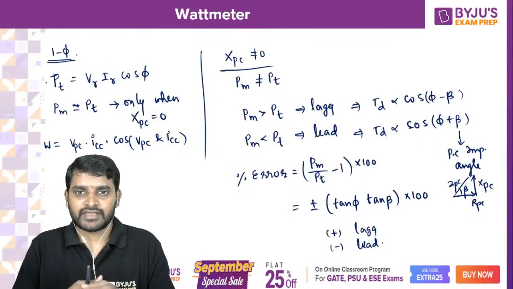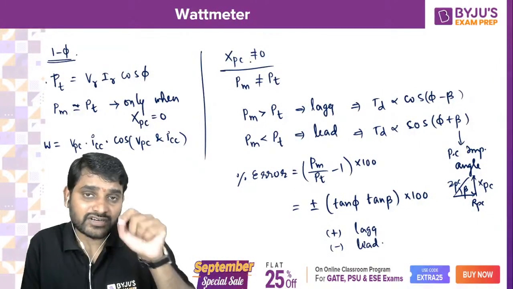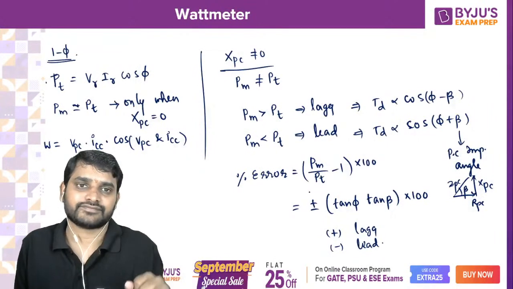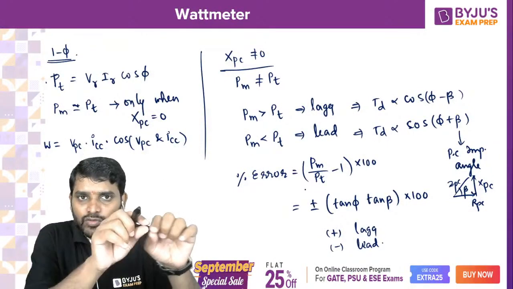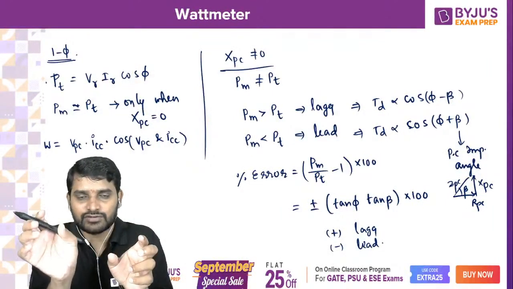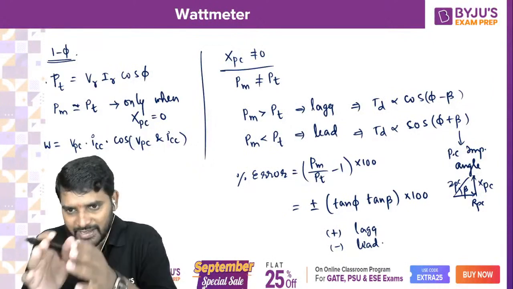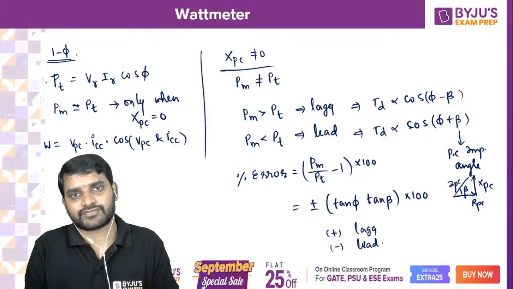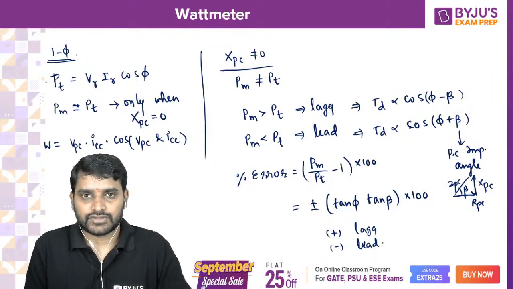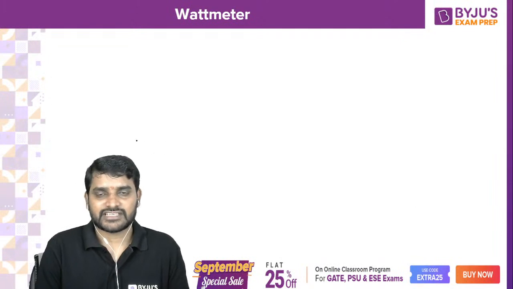All right. This error is because of pressure coil reactance. To eliminate this error, we will be placing a capacitor, same as the multiplier in the voltmeter range extension. So the capacitor value here is also going to be the same. These are the points you need to remember for single phase power measurement.